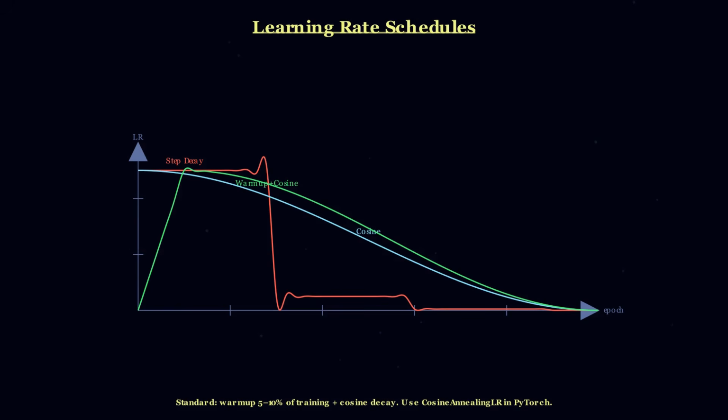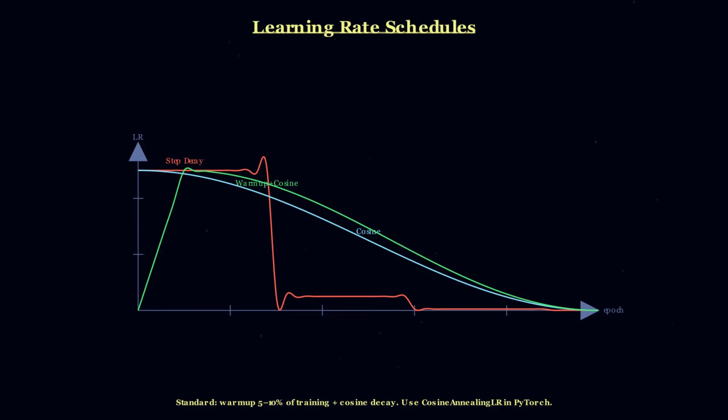Step decay: reduce the learning rate by a factor every n epochs. Simple, predictable, still widely used for image classification. In PyTorch, StepLR with step size and gamma. Cosine annealing: the learning rate follows a cosine curve from its initial value down to near 0. Smooth, no sudden drops. CosineAnnealingLR in PyTorch, the standard choice for modern training runs.